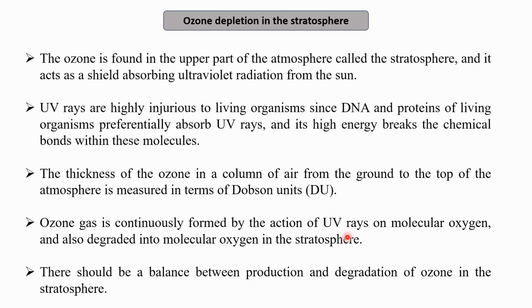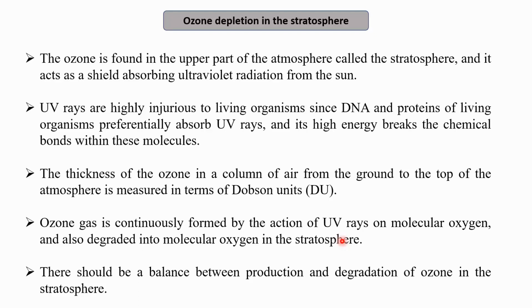So one of the effects is the ozone depletion in the stratosphere. Ozone is a gas that is O3. It is found in the upper part of the atmosphere, which is called the stratosphere, and it acts as a shield for absorbing the ultraviolet radiation from the sun. UV rays are highly injurious to living organisms, since the DNA and proteins of living organisms preferentially absorb UV rays, and its high energy breaks the chemical bonds within the molecules, resulting in mutation and diseases like cancer. The thickness of the ozone in a column of air from the ground to the top of the atmosphere is measured in terms of Dobson units, and this thickness is decreasing.